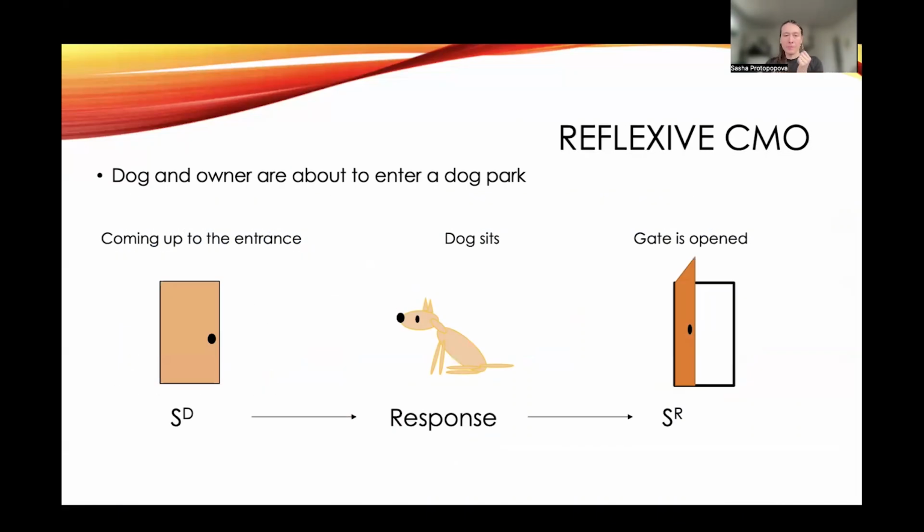I see this a lot. Dog and owner are about to enter a dog park. They come up to the entrance, the dog sits, you open the gate. Quickly, if I just look at this diagram, it looks really, really straightforward. Again, discriminative stimulus at the gate, the dog sits as a response, they get into the park as the reinforcer.